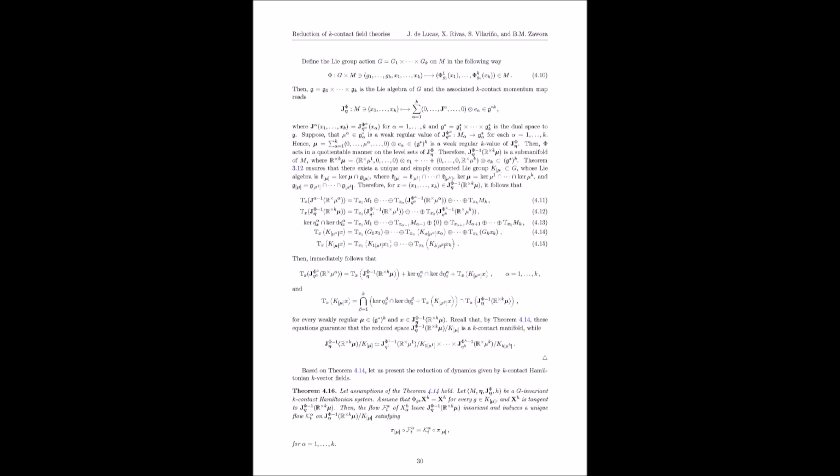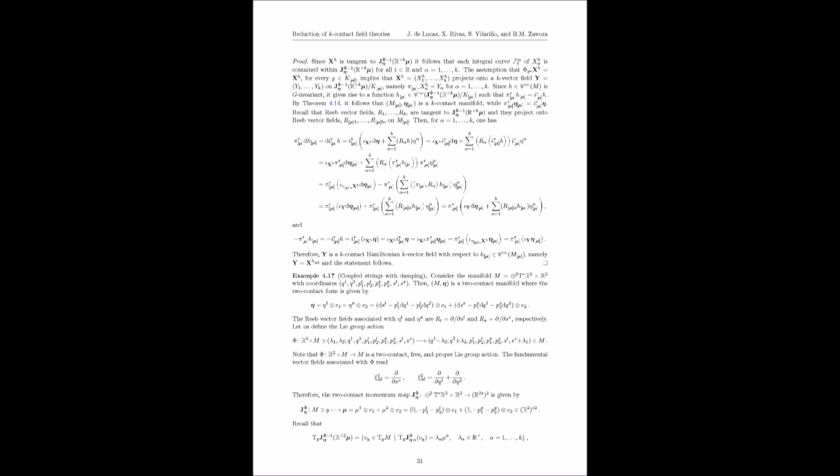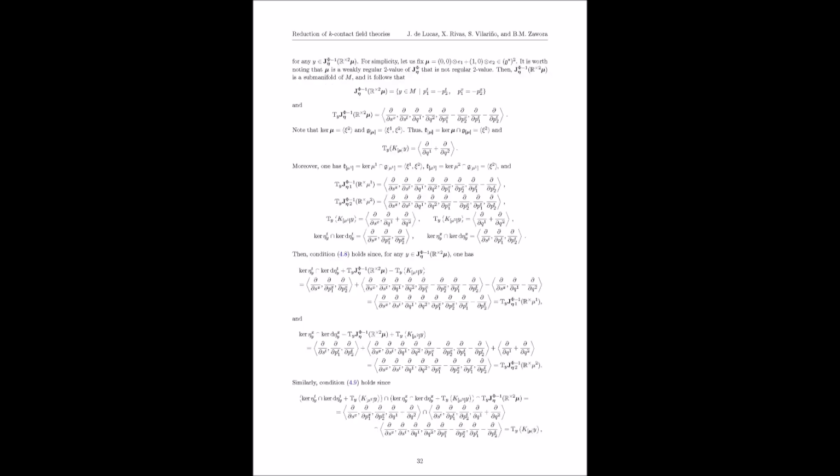Then the paper defines a G-invariant k-contact Hamiltonian system. What does that entail? It's a system where we have the G action preserving the associated k-contact momentum map, and a Hamiltonian function H, which is also invariant under the group action, for all g in G. So the Hamiltonian doesn't change under the symmetry action.